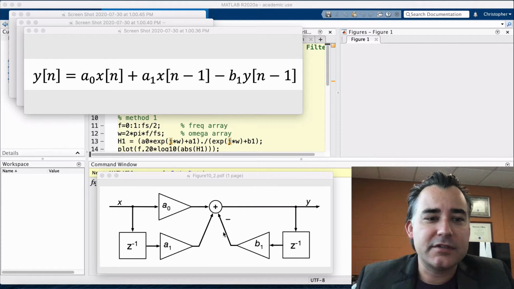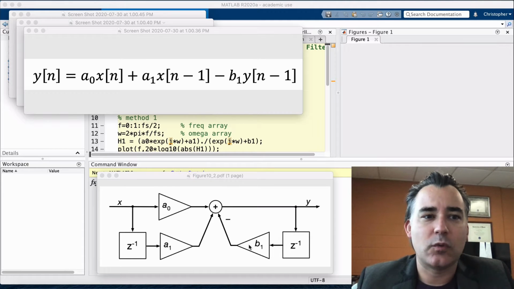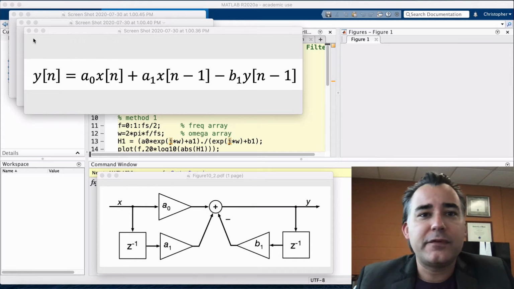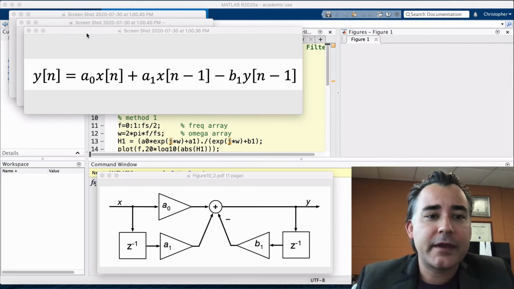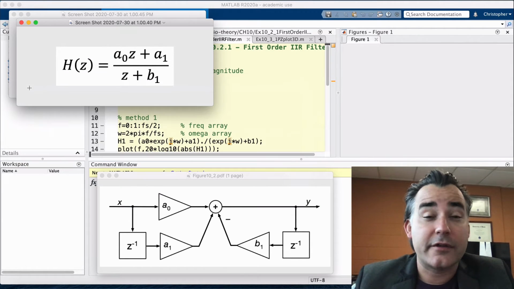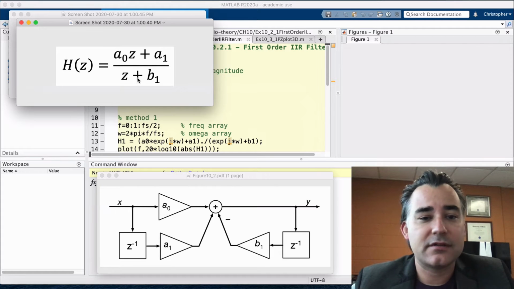So the difference equation is given as the sum of these 3 terms. X of n times A0 plus X of n minus 1 times A1 minus Y of n minus 1 times B1. Now, for the transfer function, the feed-forward terms are collected in the numerator, and the feedback term ends up in the denominator. The transfer function for this filter is A0 times Z plus A1 over Z plus B1.